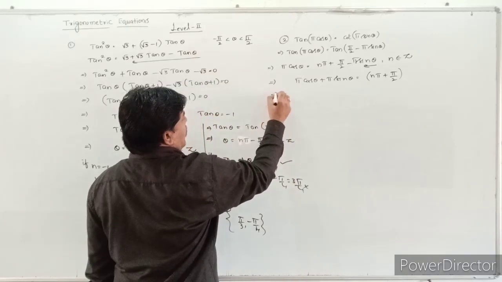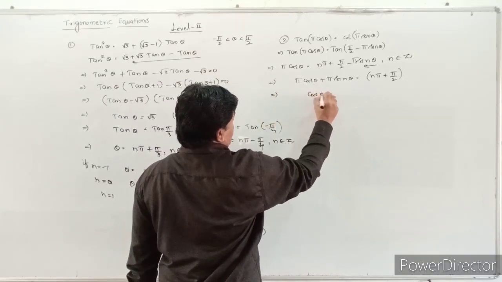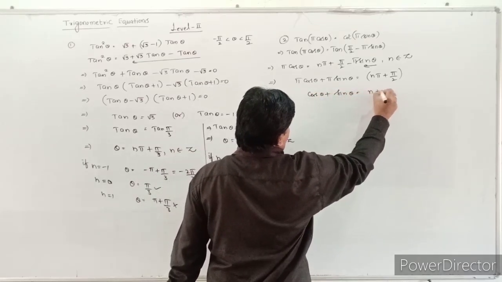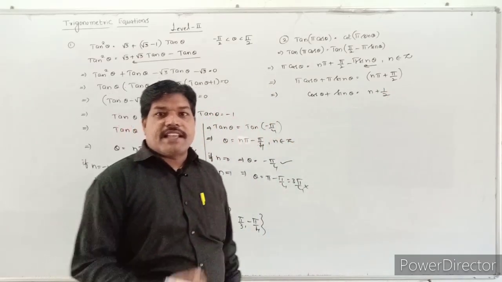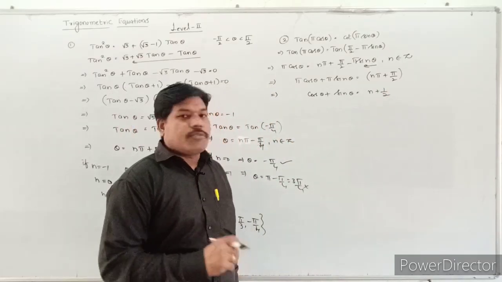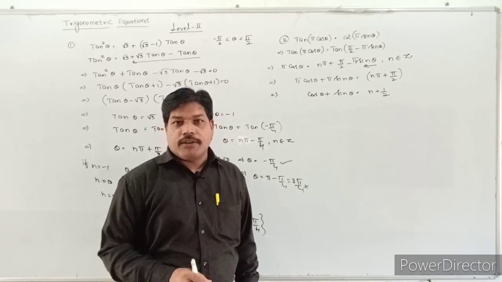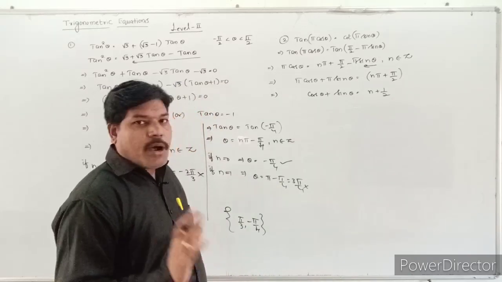So take the pi common, students, and cancel it. It will become cos theta plus sin theta is equal to n plus 1 by 2. Take the pi common on both the sides and cancel the pi. So cos theta plus sin theta is equal to n plus 1 by 2. I have already told you that.